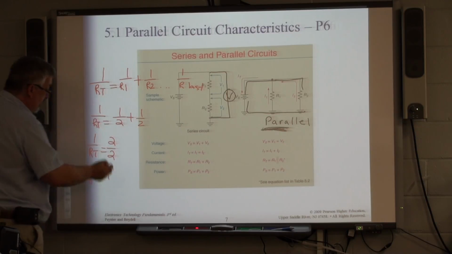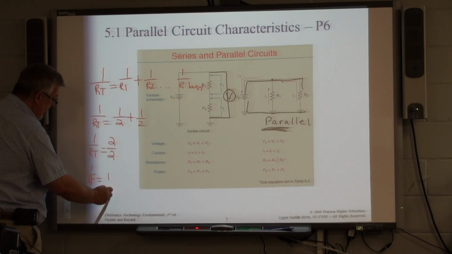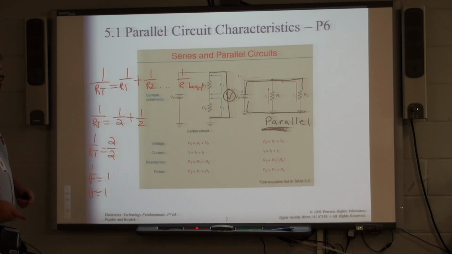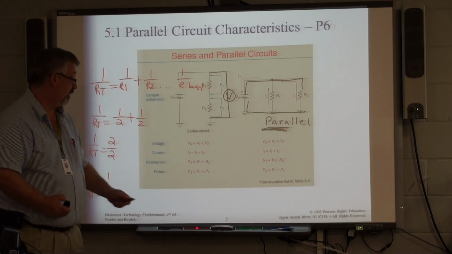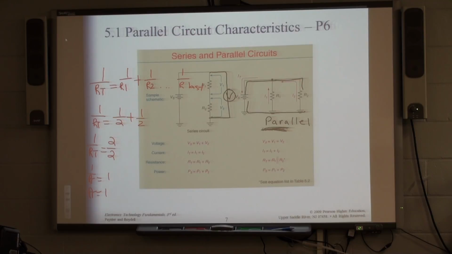And if we reciprocate both sides, the reciprocal of 1 over RT is RT, the reciprocal of 1 is 1. So RT does indeed equal 1. And again, it's always going to be lower than your lowest. It may be significantly lower, it might be minutely lower, but it will always be lower than your lowest.